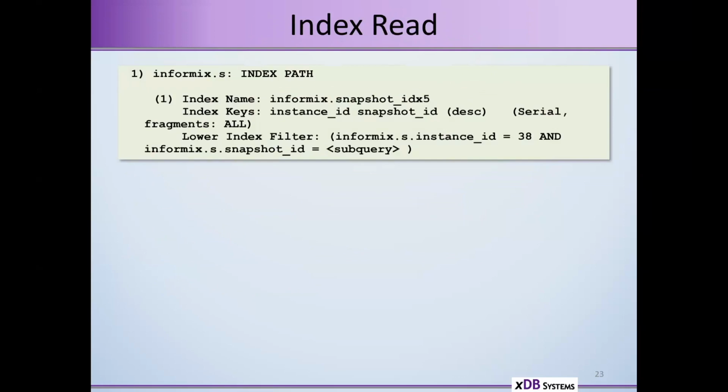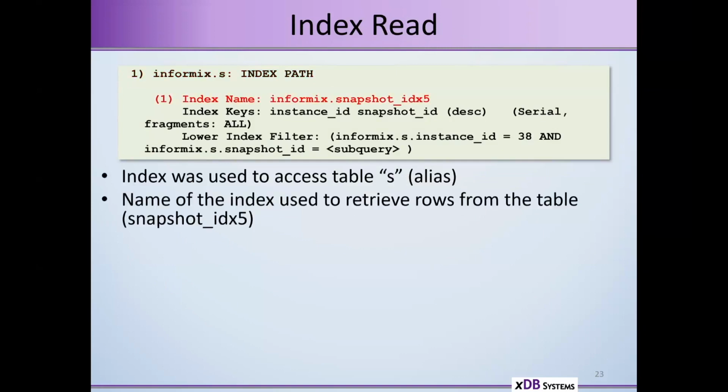Okay, so looking at indexes, there's a lot of information in the explain plan when you look at an index. So I think it's easier to show it with an example. So we see here an index is being used on table S. S is the alias, and we're showing an index path. Now the name of the index used was, in this case, snapshot IDX5.